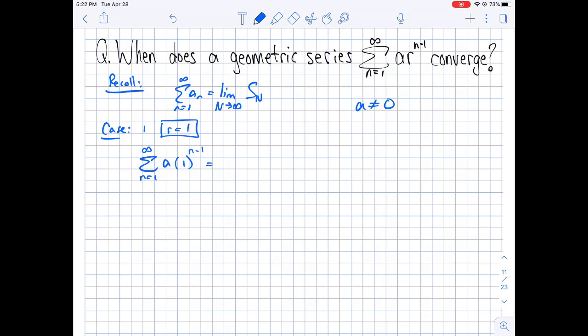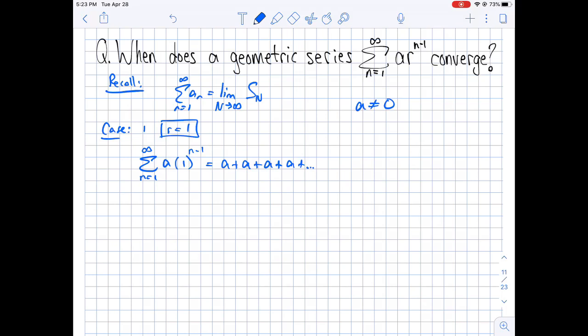And really, what this means is that the first term is going to be a multiplied by 1 to the 0, so it's just going to be a. And then it'll be a multiplied by 1, and a multiplied by 1 squared, a multiplied by 1 to the 3, and so on. Really, what we have is a plus a plus a, and so on. What we want to know is, does this converge or does this diverge?